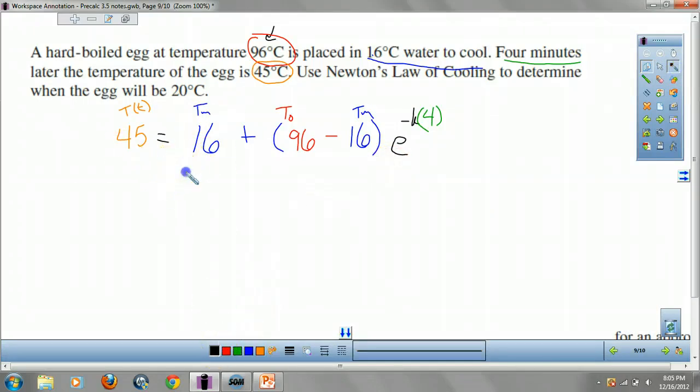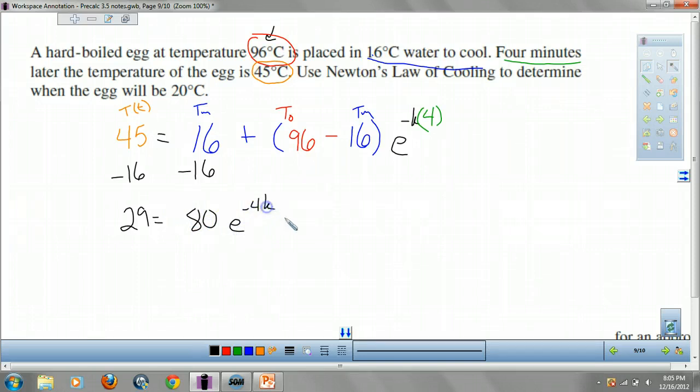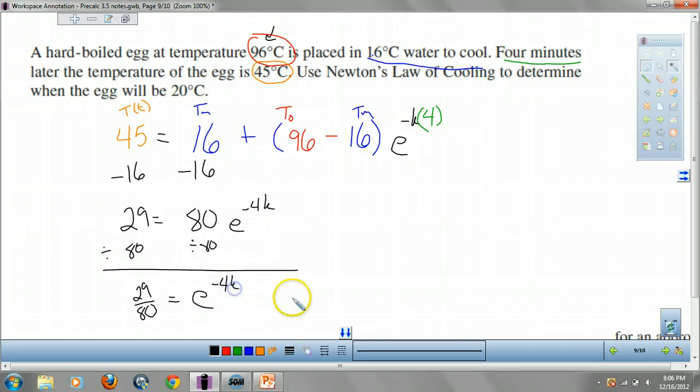So first thing I'm going to do is subtract this 16, because it'll just make our life easier. So 45 minus 16 becomes 29 equals, what's 96 minus 16? 80, times e to the negative 4k. I'm going to divide by 80 on both sides. So I get 29/80ths. I'm going to leave this as a fraction while I plug into my calculator, guys. It's going to make my life a lot easier. Equals e to the negative 4k.